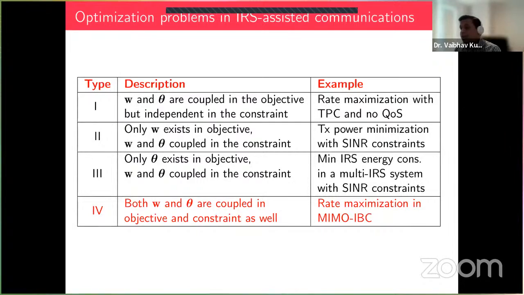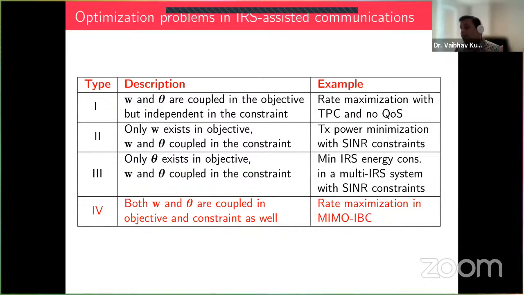So what people normally do to design this sort of a system in literature, what we see is they use alternating optimization most of the time, almost all of the time.